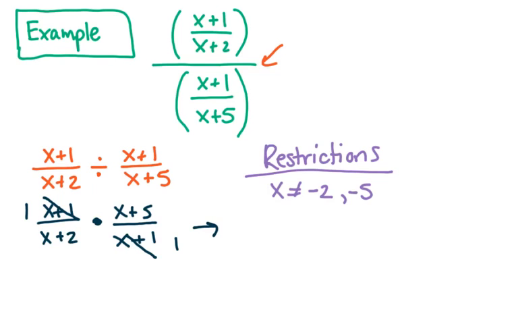And we're just going to multiply straight across. So 1 times anything is just itself. So x plus 5 over x plus 2 is what I am left with.